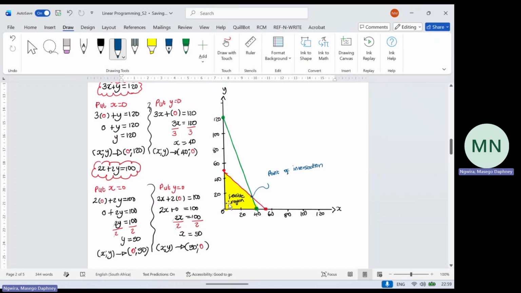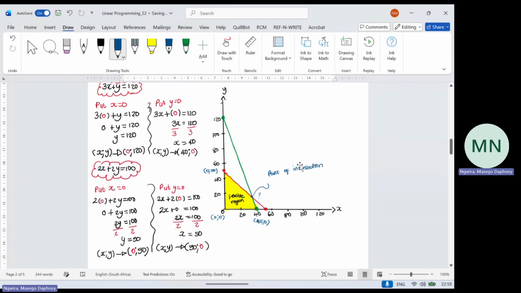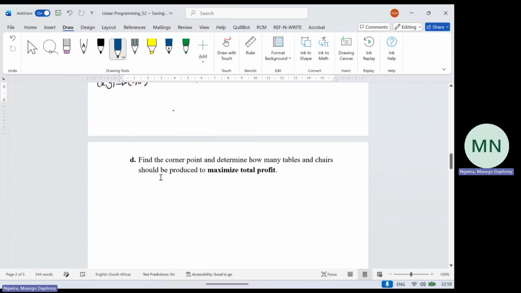So this is our feasible region. We have these coordinates, so we write them. This is 0 and 50, and then this is 0 and 0, and then this is 40 and 0. And then this one we don't know. We have to look for that one, but in our next question. All right, I hope I answered the questions here. Now let's move on. Now we go to number D.